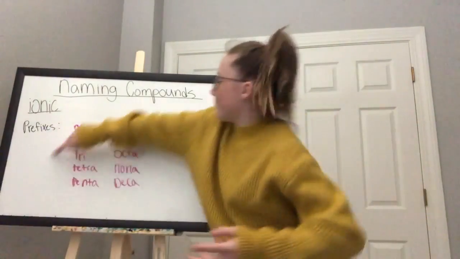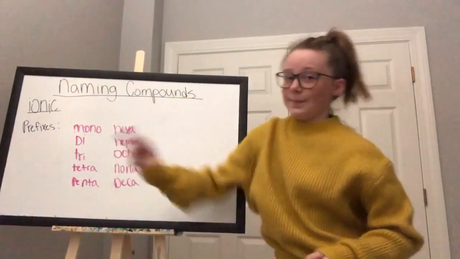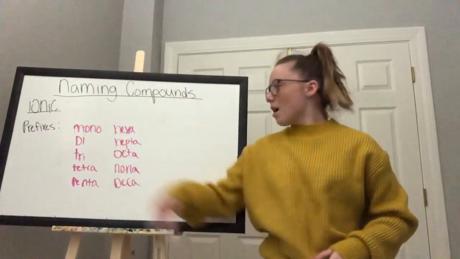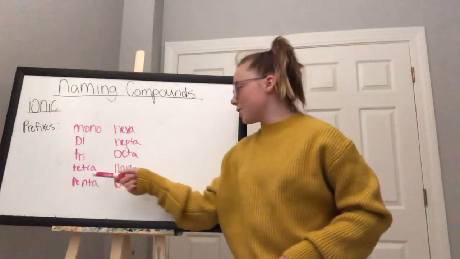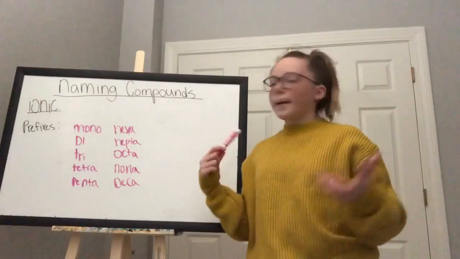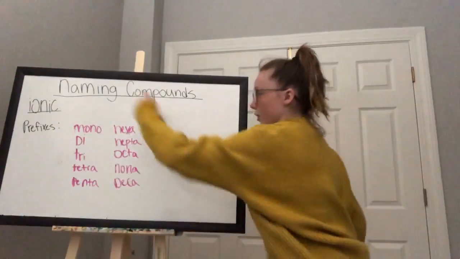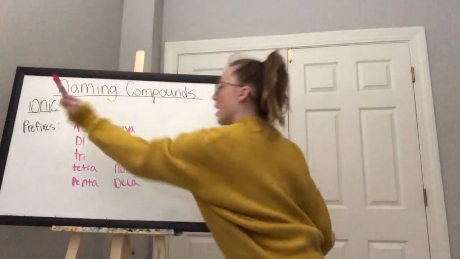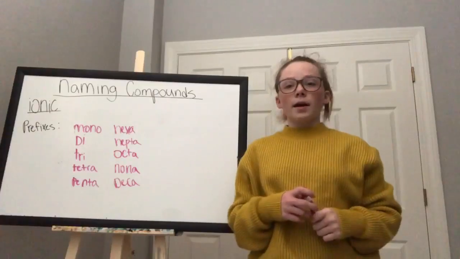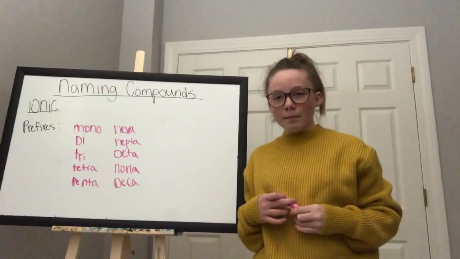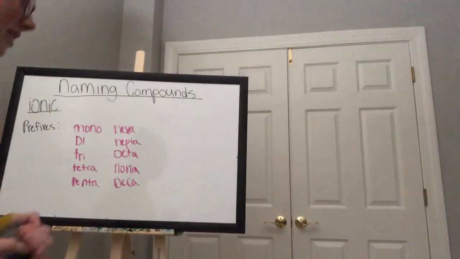We need to learn prefixes. How are we going to do that? I'm going to tell them to you. Mono, 1; di, 2; tri, 3; tetra, 4; penta, 5; hexa, 6; hepta, 7; octa, 8; nona, 9; deca, 10. Simple. You're going to need to use these if you want to name covalent compounds. Simple enough, probably. Maybe not. Depends.